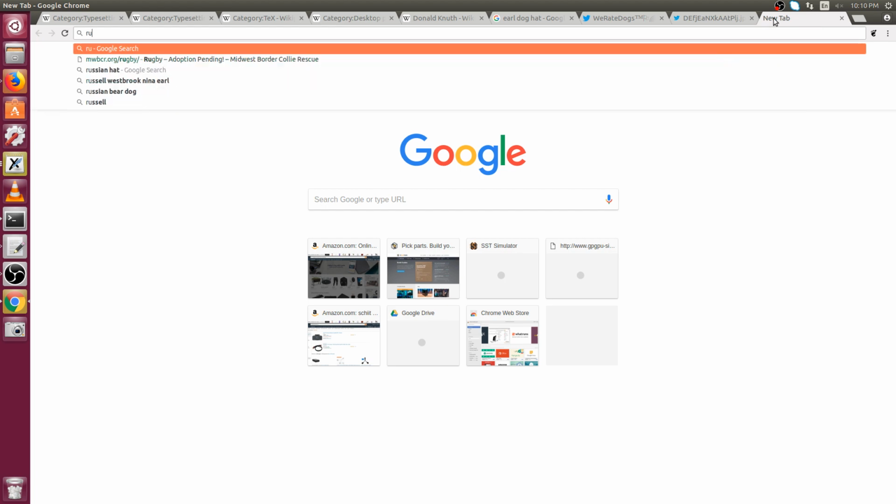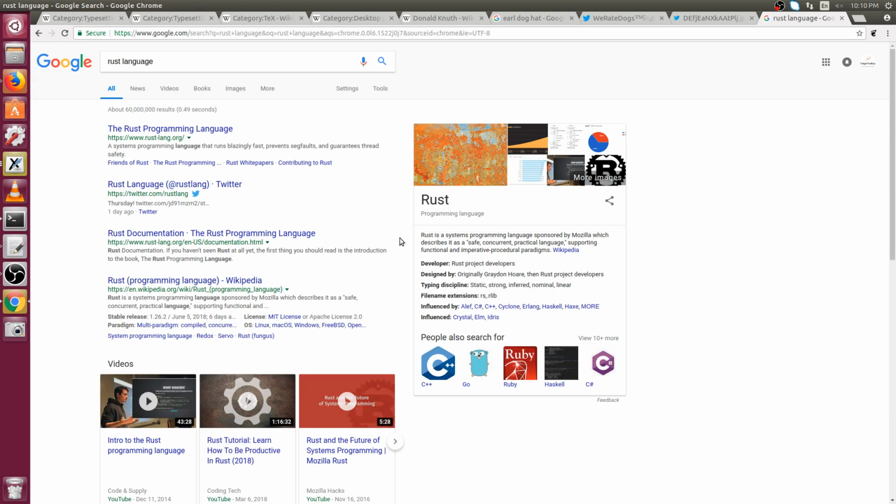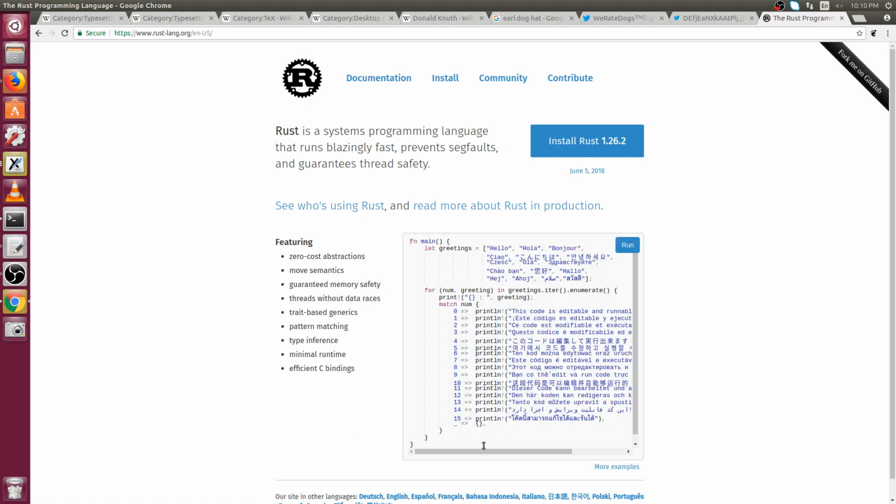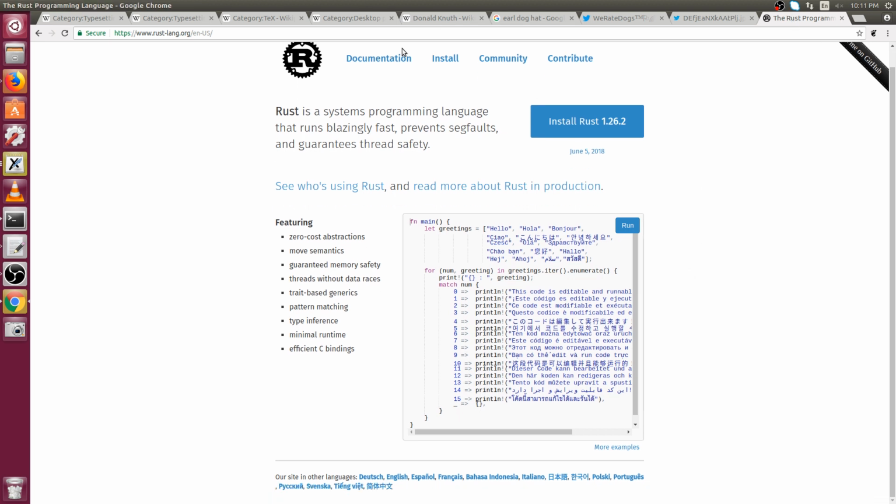Let's look it up. Rust language. It's a systems programming language sponsored by Mozilla. Okay. Safe, concurrent, practical. Neat. Featuring zero-cost abstractions, move semantics, guaranteed memory safety, threads without data races, trait-based generics, pattern matching, type inference, minimal runtime, efficient C bindings. Runs blazingly fast, prevents seg faults, and guarantees thread safety. But what is this used for?